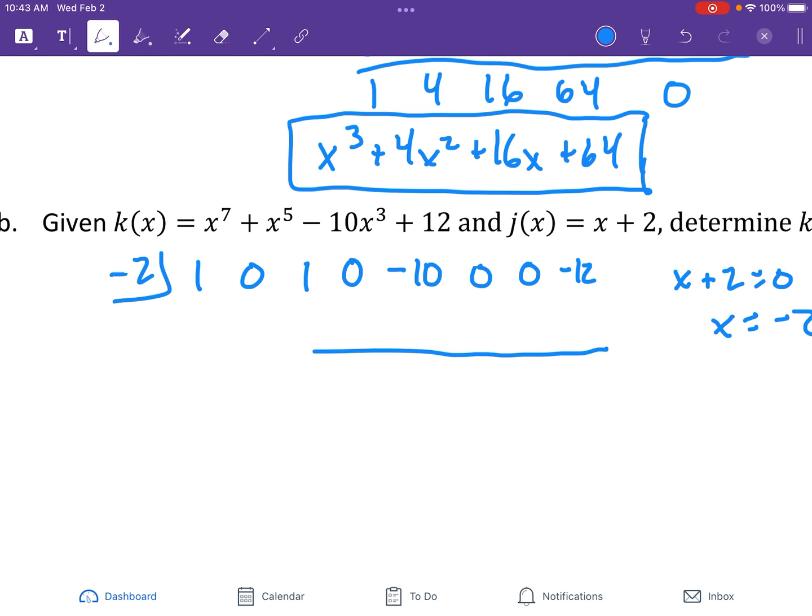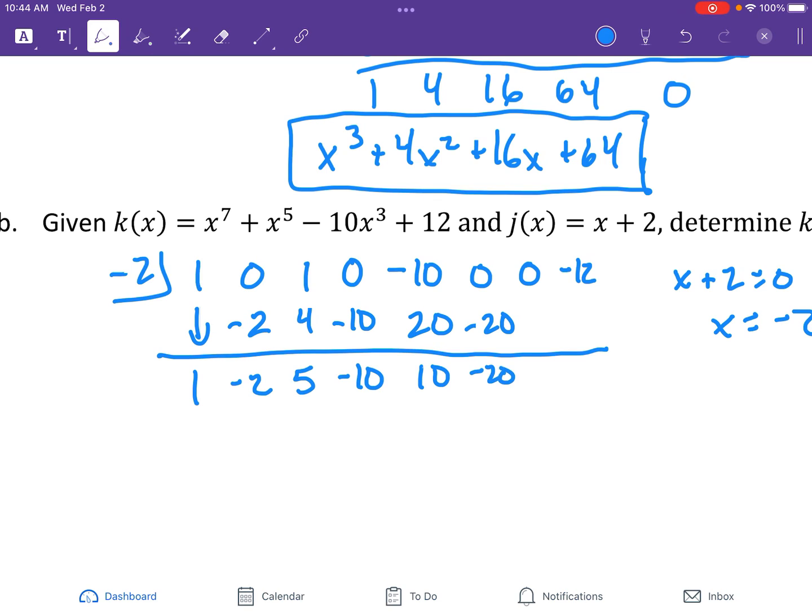Okay. So we have a lot of terms that are missing. We have to account for all of them. So now we just drop the first number, which is a 1, times negative 2 is negative 2, plus 0 is negative 2, times negative 2 is positive 4, times negative 2 is negative 10, which is negative 10. Add it to 0, which gives me positive 10, negative 20 again, negative 20, times negative 20 is positive 40, which gives me 40, and then negative 80, which gives me negative 92.